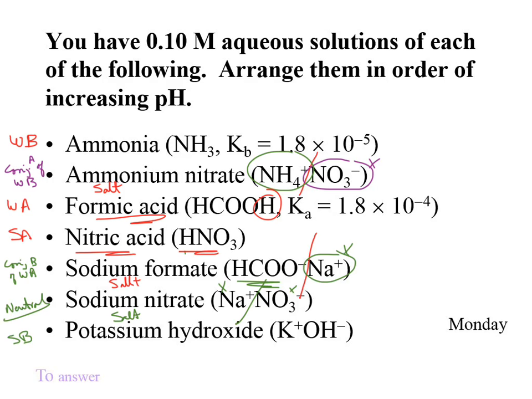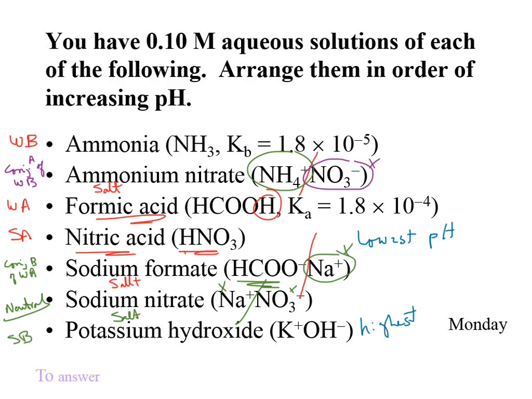So let's take a look at what we got. Let's see, the first one, weak base. Doesn't it seem like, well, let's do it this way. What color didn't I use yet? This one should be the highest pH. Does that make sense? Strong acid will be the lowest pH.